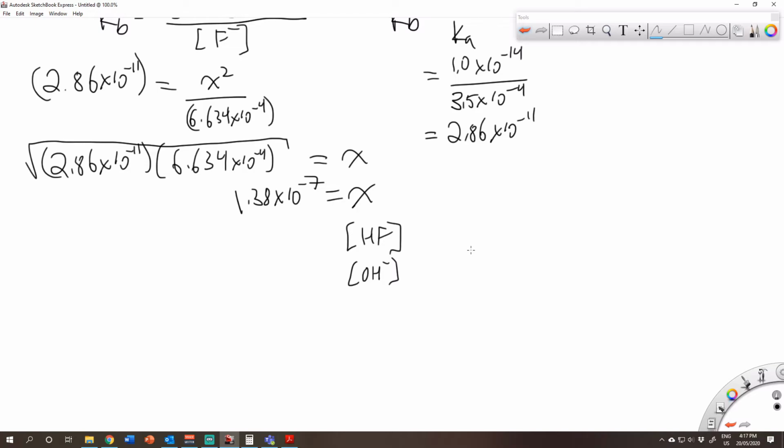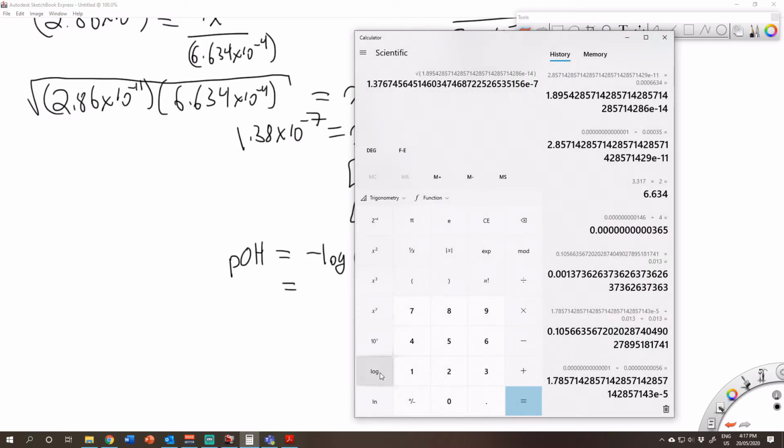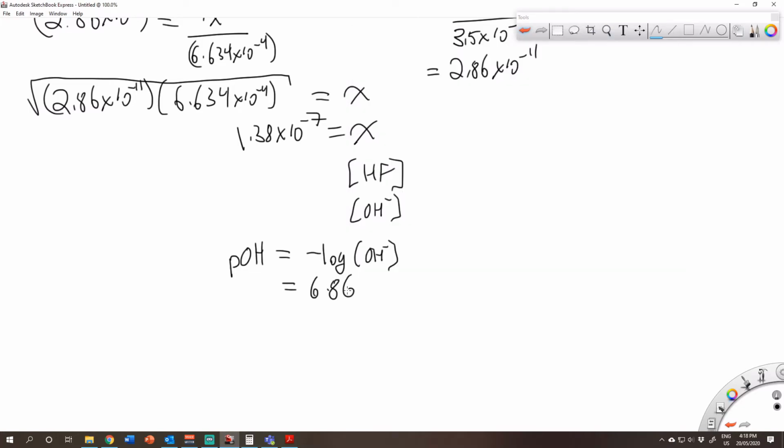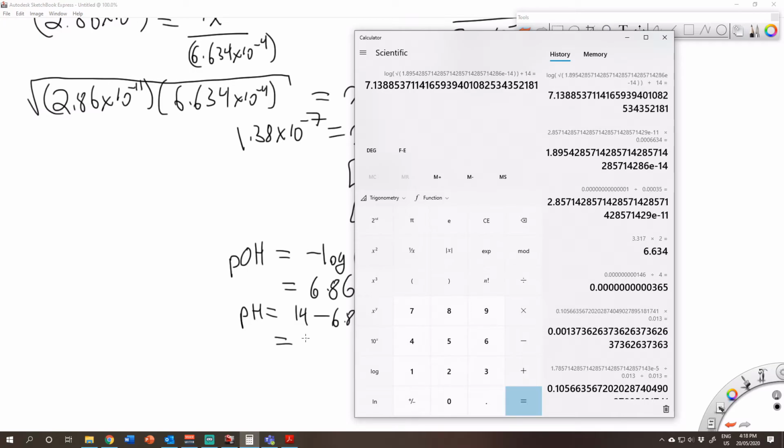Now the question is asking us to find the pH, but we don't have the concentration of hydronium, so the easiest way to do that is simply to calculate the pOH first. So pOH is negative log concentration of OH minus. So we get the following. Log that, so that's 6.86. And then the pH ends up being 14 minus that. That will be 7.14.